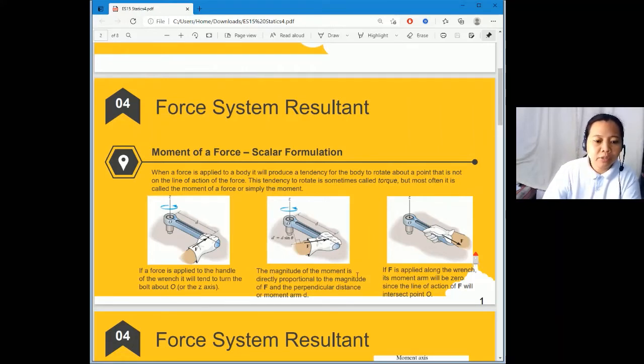The magnitude of the moment is directly proportional to the magnitude of force F and the perpendicular distance, the moment arm D. So if F is applied along the wrench, its moment arm will be 0 since the line of action of F will intersect at point O. So, no moment if you apply the force in the direction of the axis of the moment arm.